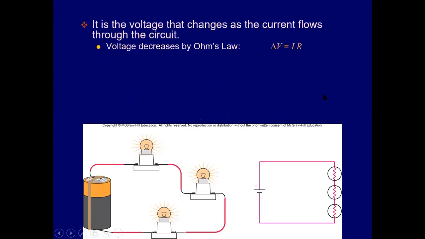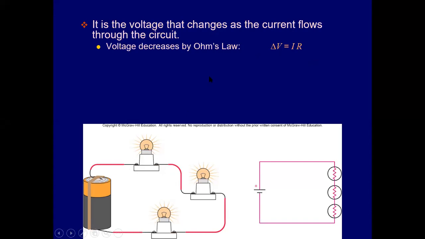Okay, now what about the voltage? Voltage decreases by Ohm's law, delta V equals IR. Each component keeps a voltage across the two sides of the component. So for example, this bulb will have a voltage across it, and this one has its own voltage across it, and there is a voltage across the third one. So the current is the same, but the voltage will change depending on the resistance. If we have the same resistance, then the voltage will be the same.